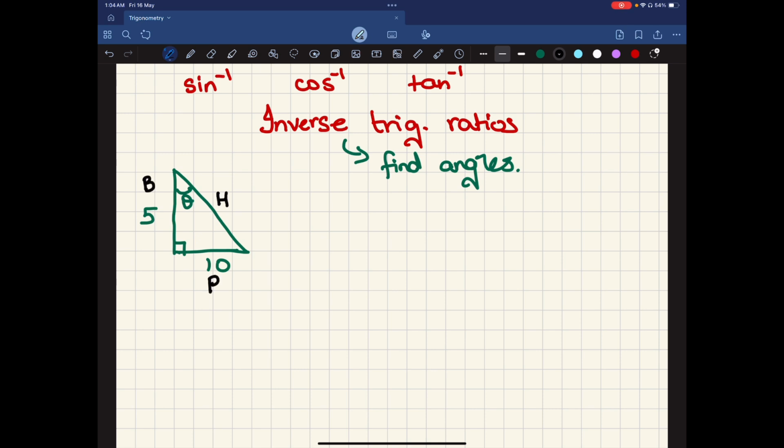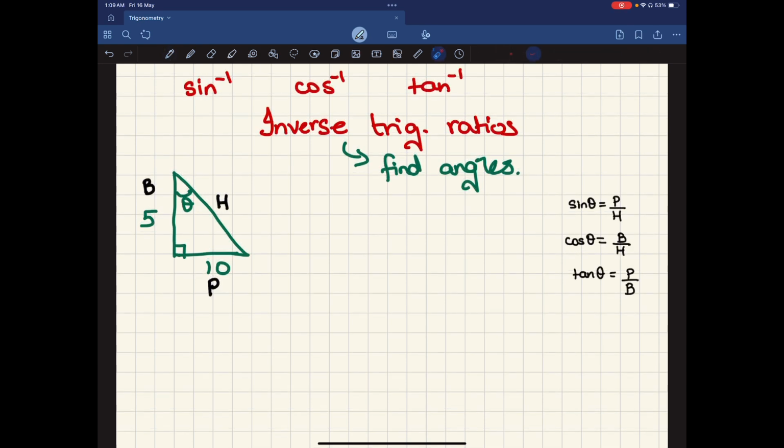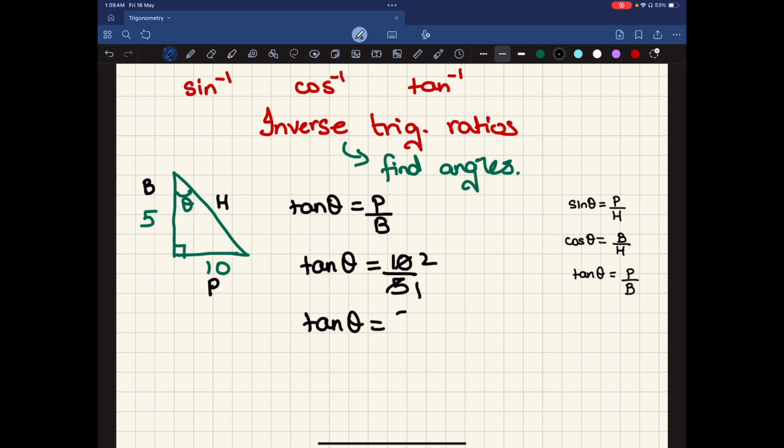Now, what is given to us? We are given the perpendicular and the base, and we need to find the angle. So perpendicular and base are connected through tan, right? So tan theta is equal to P over B. Let's plug in the values. Tan theta will remain as tan theta. P is 10, B is 5. So tan theta is equal to 2.